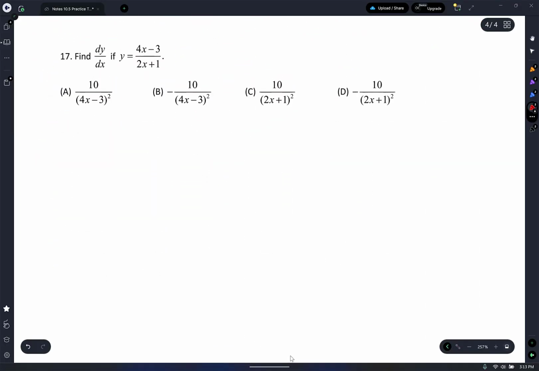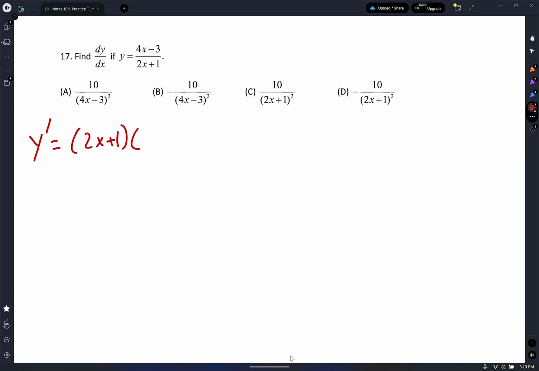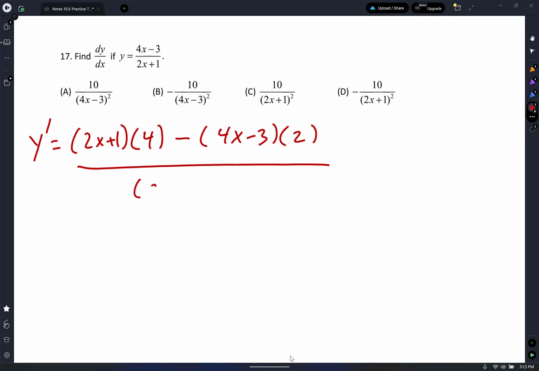Question 17, last one. What rule do I have to use for this one? There's no going around it. You have to use quotient. Here we go. Y prime equals, you guys tell me. (2x plus 1) times 4 minus (4x minus 3) times 2, over (2x plus 1) squared. You should say 2x plus 1 quantity squared, but that's fine. I get it. Because it's the whole thing, 2x plus 1. If you say 2x plus 1 squared, it sounds like you're saying 1 is squared.